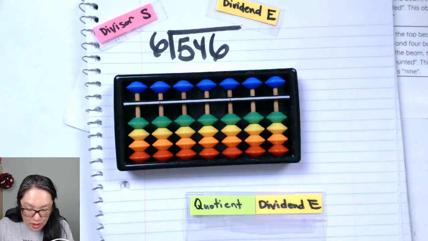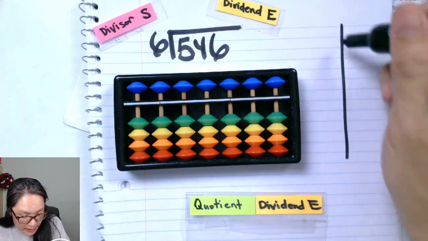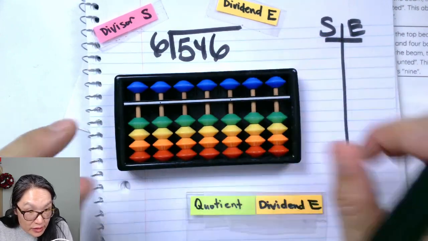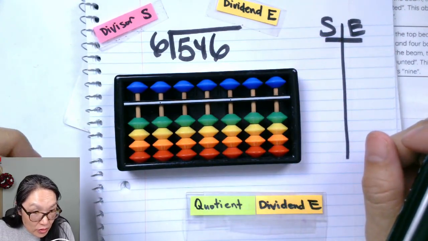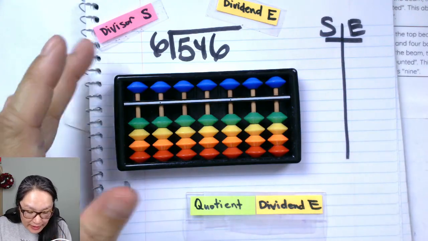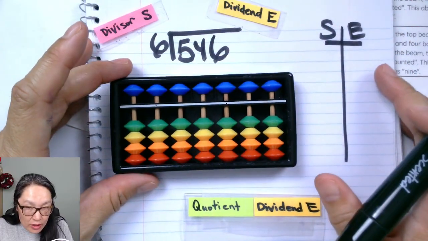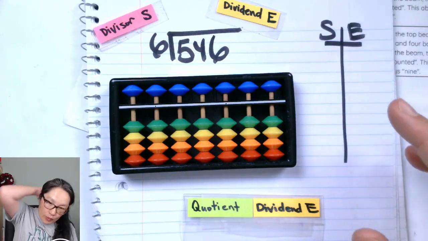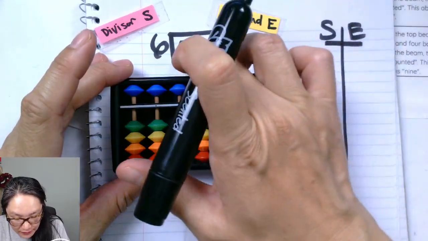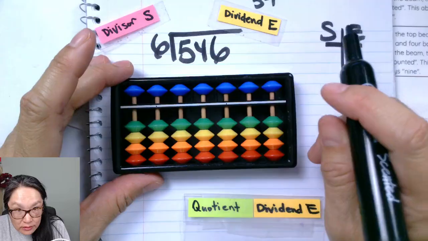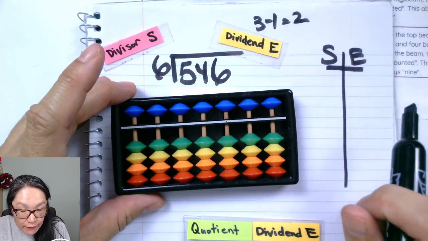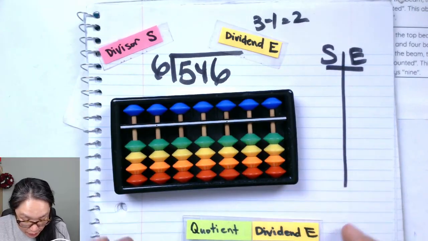But let's see how this works. So again, we're going to compare. We have our divisor and our dividend. Now what we need to do is understand where we're going to put our answer. So we have 3 dividends. When we have 3 dividends, take away 1, because I have a 1 divisor. Because I do this, my answer will sit on the number 2.